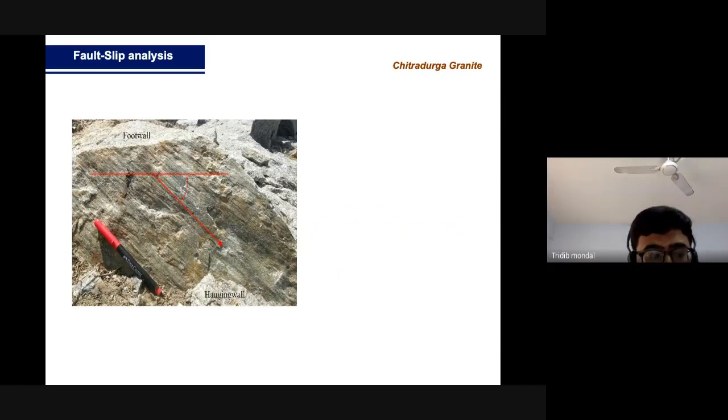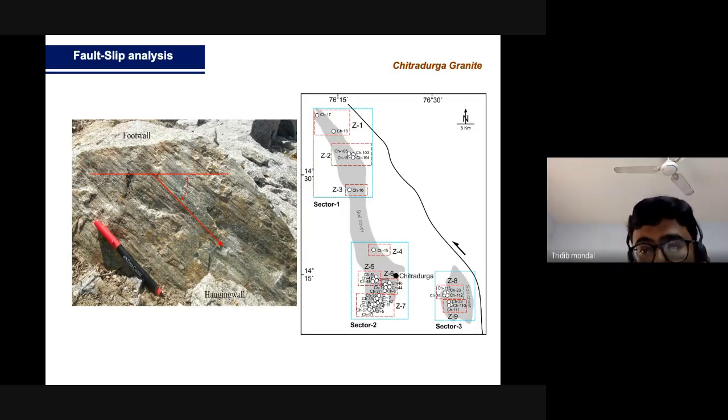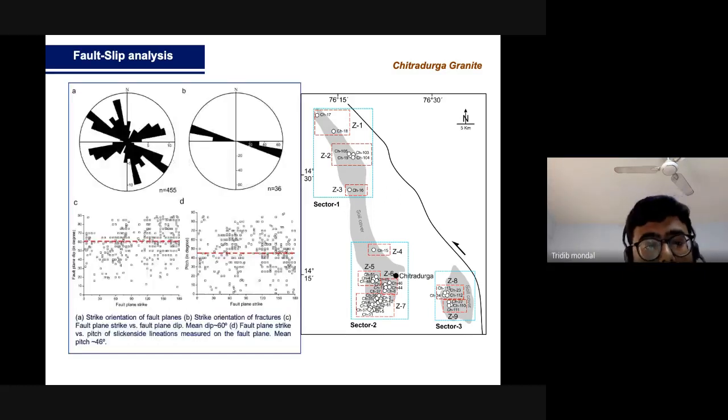So these are the faults that are found in the Chitradurga granite, and these are the locations from where the samples are collected. The field data, the fault slip data, are collected. And if you see the mean dip of the fault plane, it is almost 60 degrees, while the mean pitch is around 45 degrees. So it is not a normal fault, it is an oblique-slip normal fault.